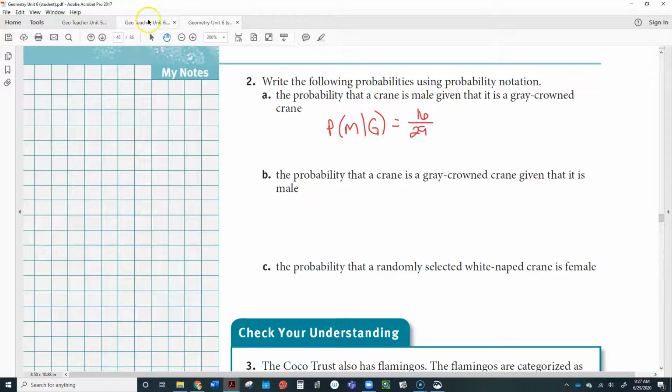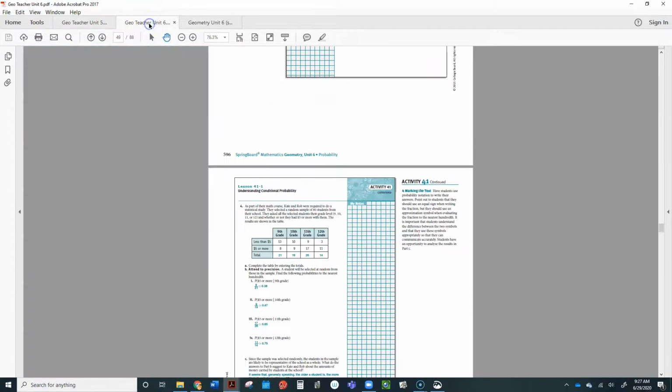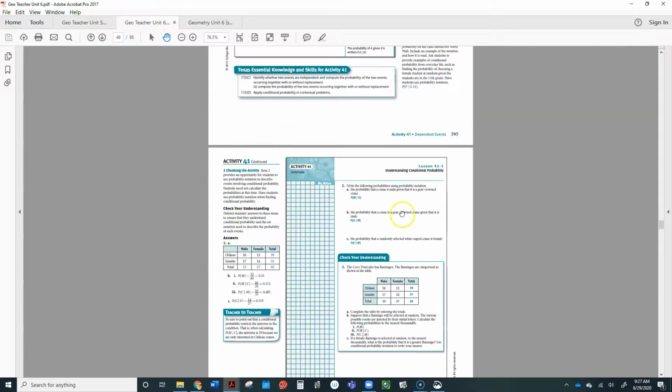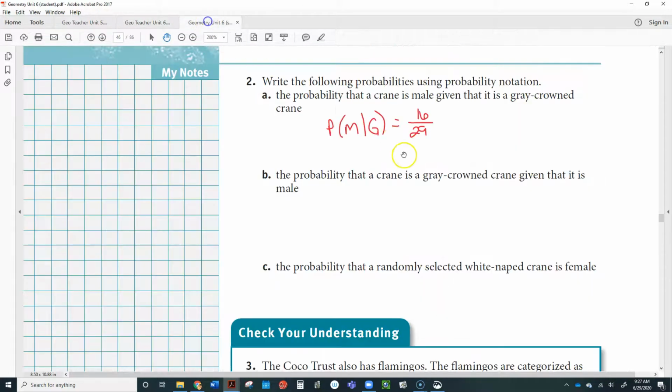I don't think I'm supposed to be doing the actual probability. Let me see real quick. No, we're just supposed to be writing the probabilities. Okay, the probability that a crane is a gray-crowned crane, so we're looking for the gray-crowned cranes, given that it's male. And these are not the same answers. It's different. Here, we would only be looking at the male population. The male population would be on bottom, and the gray-crowned would be on top.